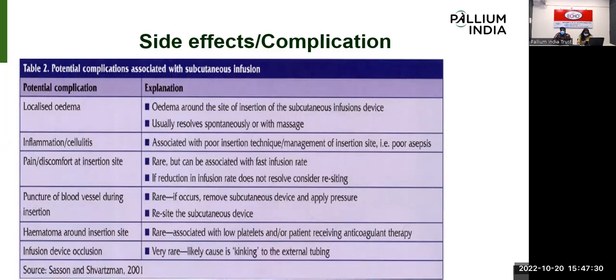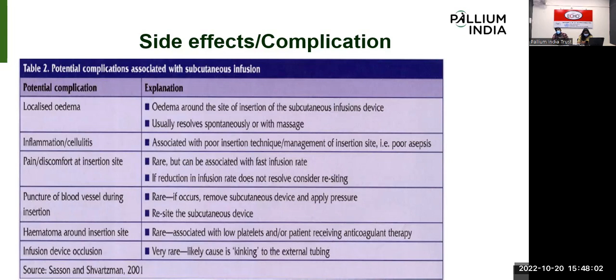Then hematoma around the insertion site. It's also very rare. Suppose the patient already has a history of low platelet level or is already receiving anticoagulant therapy, then there may be a chance of hematoma formation around the insertion site. So we need to be careful on that. It's very rare. Then infusion device occlusion.